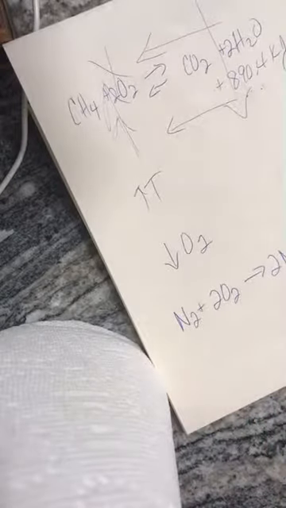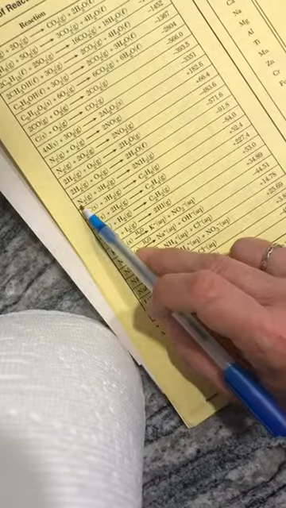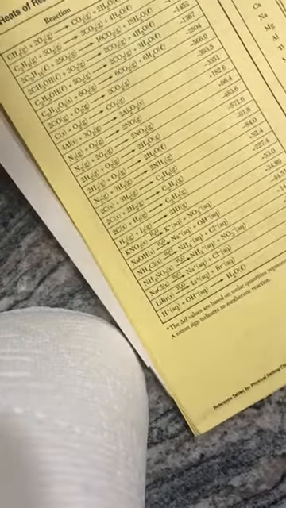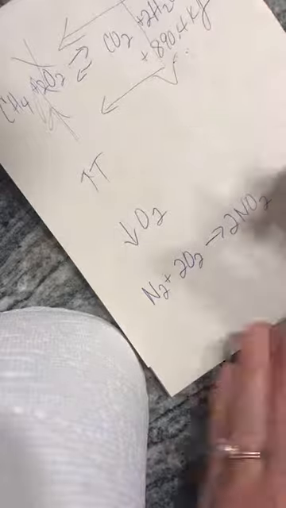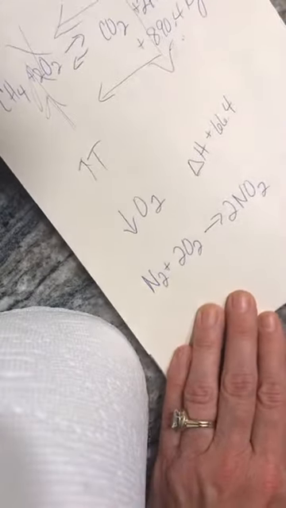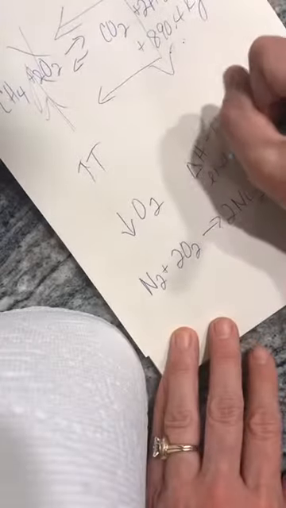All right, I go find it. There's my reaction. I go find it on here. Where was that? 2 N2s and an N2 and 2 O2s make this. That's positive 66.4. If my delta H is positive 66.4, I know it's an endothermic reaction.